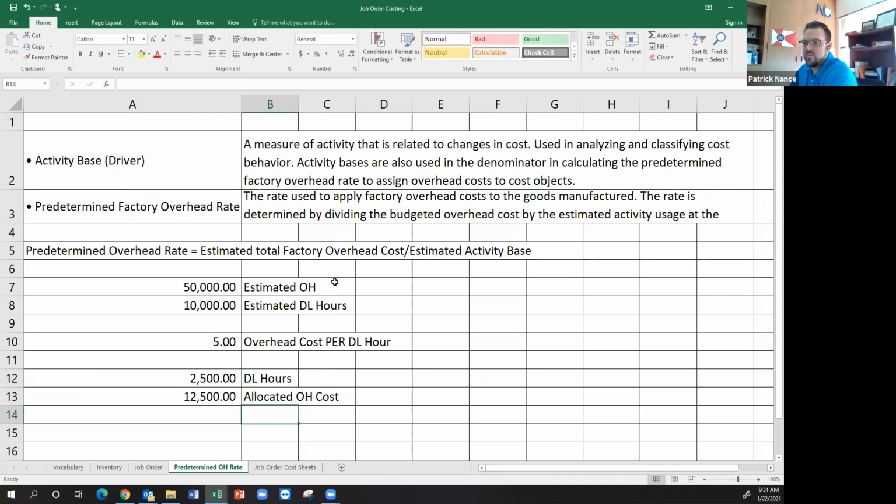So that's how we find predetermined overhead rates. We always have to have an estimated overhead cost and an estimated activity base, and then we will have the ability to create a rate that we can apply to individual jobs, or to processes if we're in process costing, applying it to the manufacturing and putting it into my work in process cost. And we'll stop that one there for now.